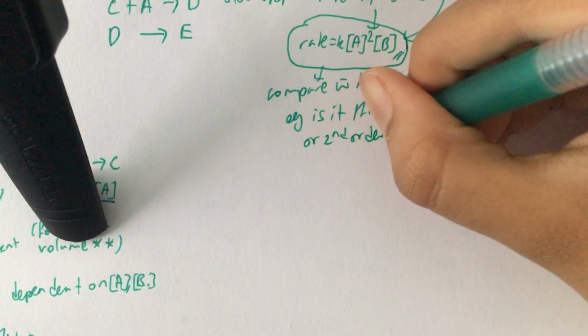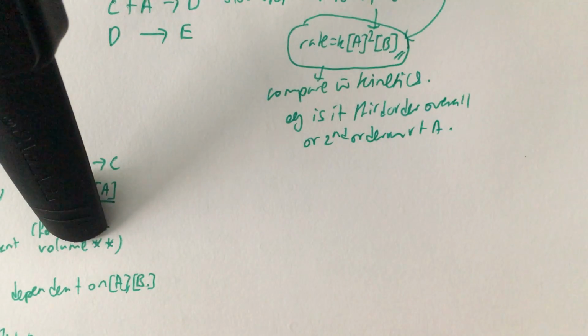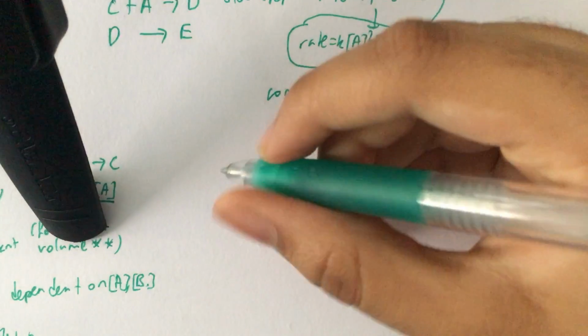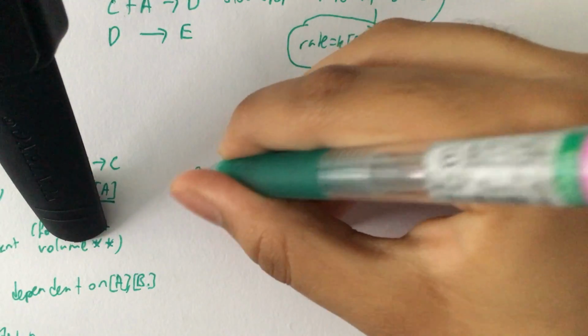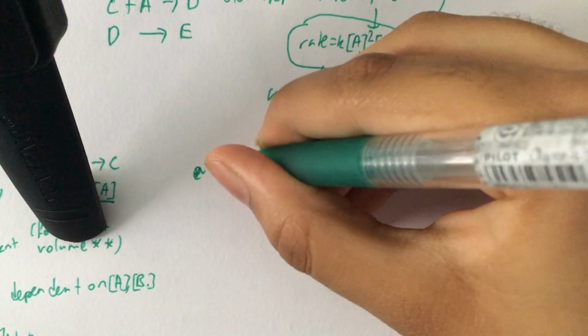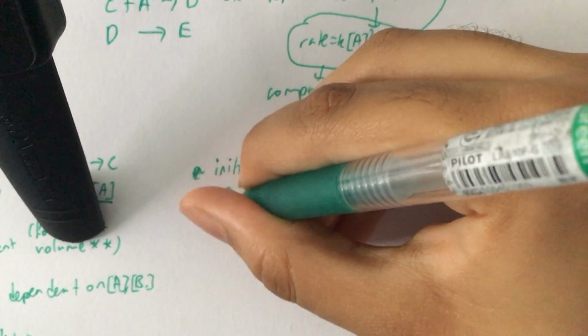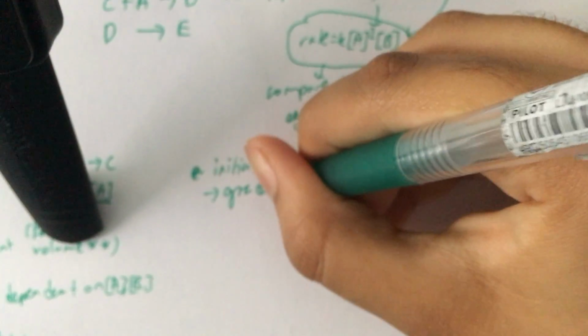And the last one is calculating initial rate using concentration data. So what I mean here is what I said at the very beginning, which was to do the graphing and then calculate the gradient at t equals 0.